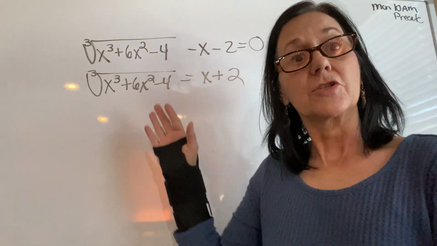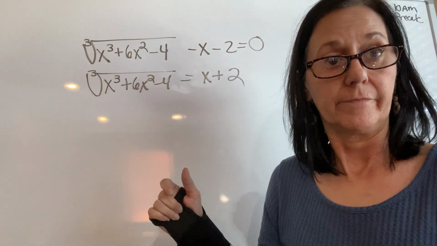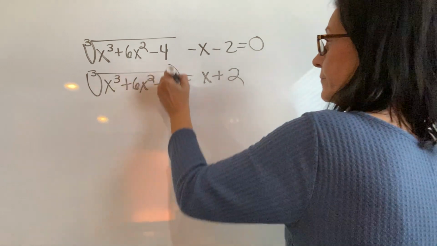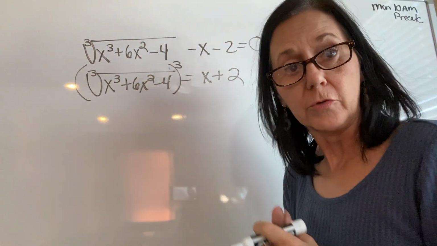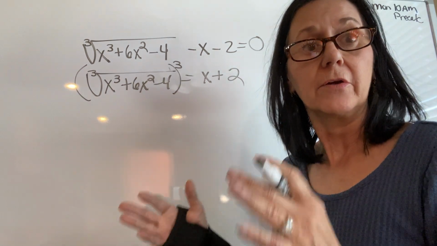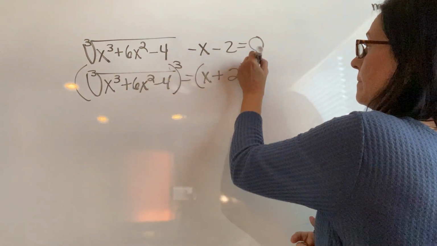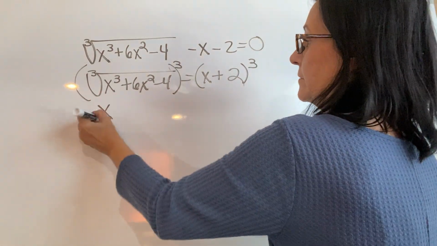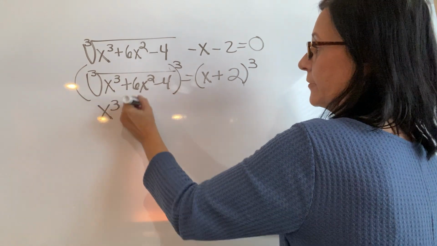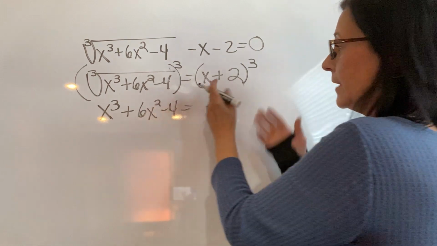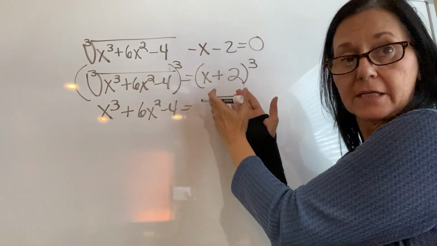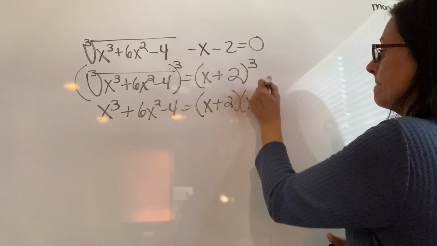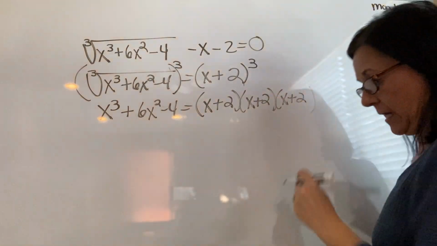All right, when I have a square root, I have to square it. When I have a cube root, I have to cube both sides, because the cube root cubed is just what's under the radical. So I'm cubing both sides. Everything has to be cubed. On the left-hand side, I'm just left with what's under the cube root. On this side, it's x plus 2 times x plus 2 times x plus 2. So I do have to multiply that out 3 times.